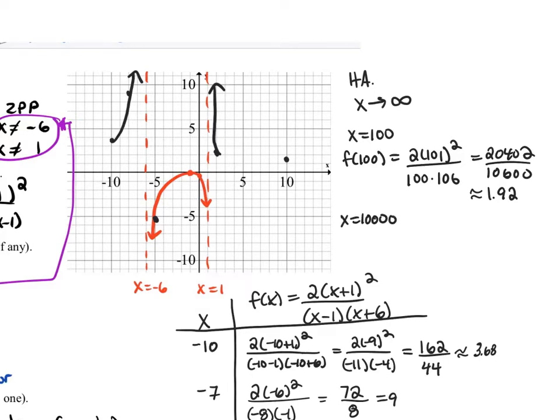Let's try 10,000. So f of 10,000. We're doing 2 times 10,001 squared over, oops, this other one should have been 999. That will change our answer just by a little bit. I'll fix that in a minute. 9,999 multiplied by 10,006.